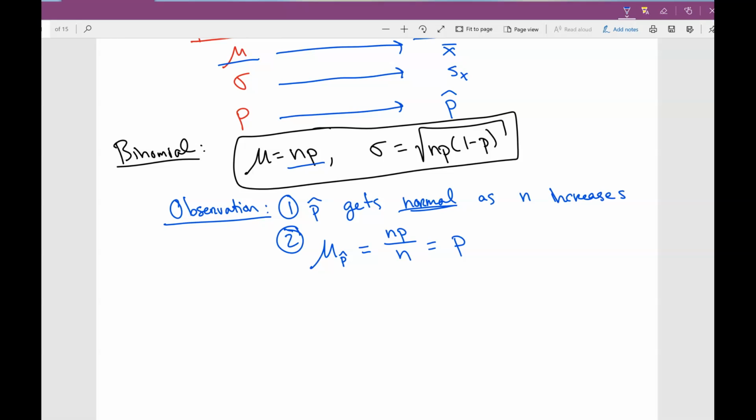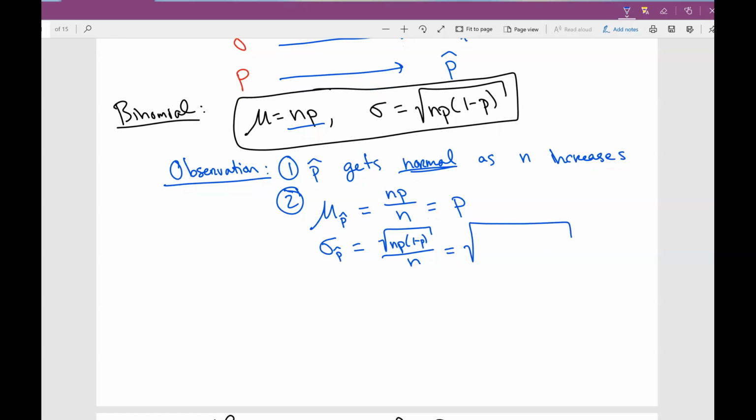Now, what is our standard deviation? Our sigma, let's write p hat here. Remember, the standard deviation for a binomial distribution was the square root of np(1 minus p). With a little bit of algebra, you will figure out that this is equal to the square root of p(1 minus p) over n. So, p hat gets normal as n increases. Two, the mean of p hat is going to be p, and the standard deviation is going to be the square root of p(1 minus p) over n.